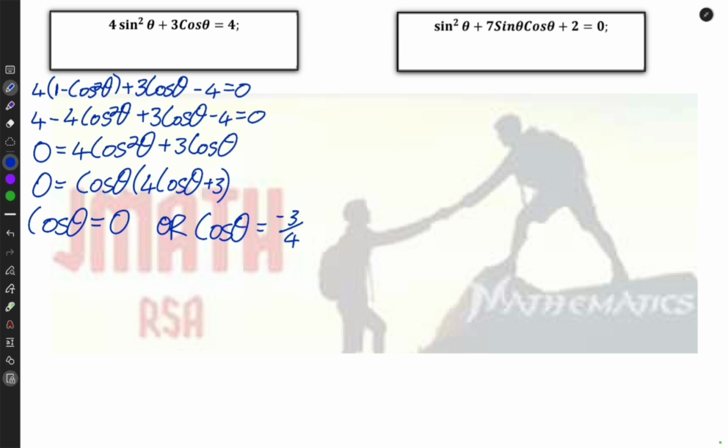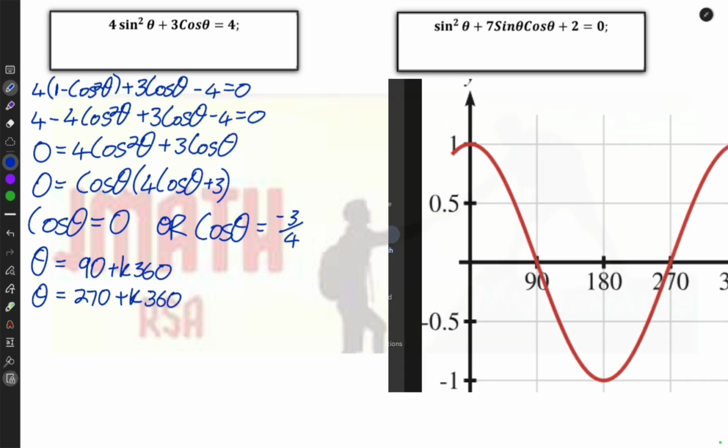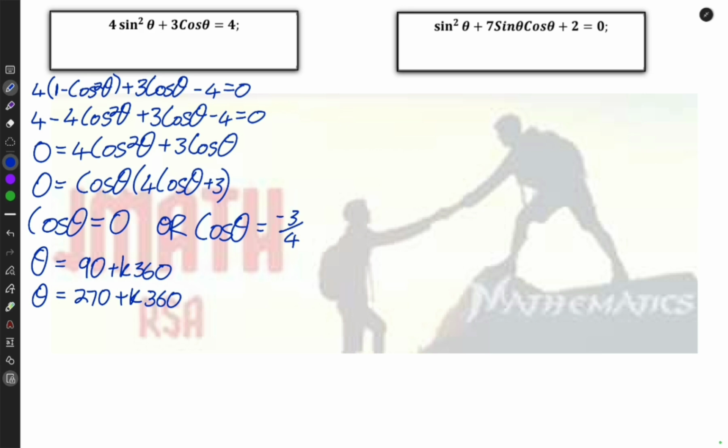Now with cos theta equal to 0, you can really take a shortcut. If you just look at the cos graph, I can see the cos graph is 0 at 90 and at 270. So if you know your work, you can just say, okay, from the graph, I know that theta is equal to 90 plus k 360, or theta is equal to 270 plus k 360, because I looked at the graph. You will get full marks for that. But you can also do it the long way and get the reference angle and the quadrants, and you would get to the same place. I'm just going to take the shortcut for now because you guys know the method already.